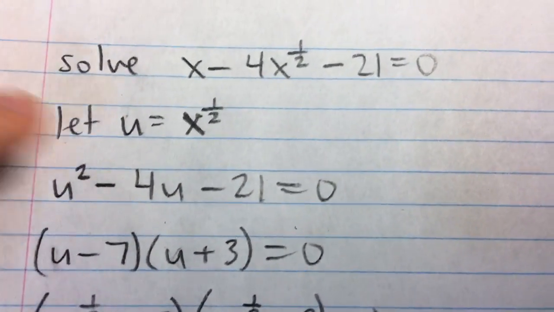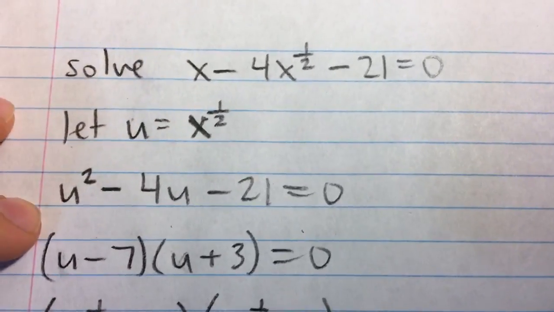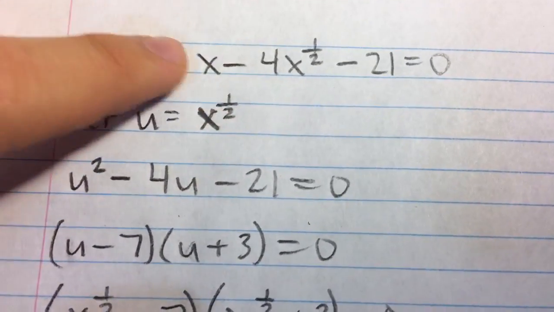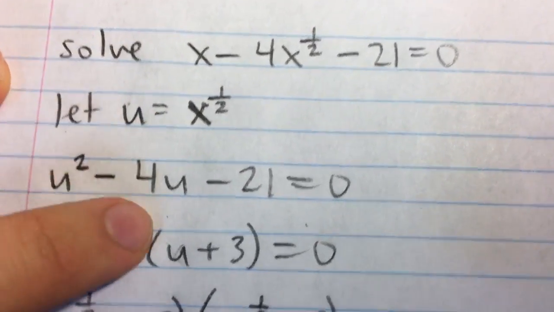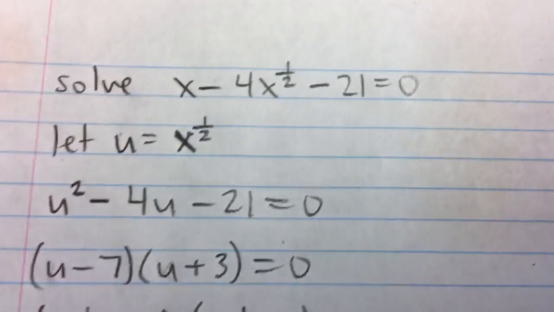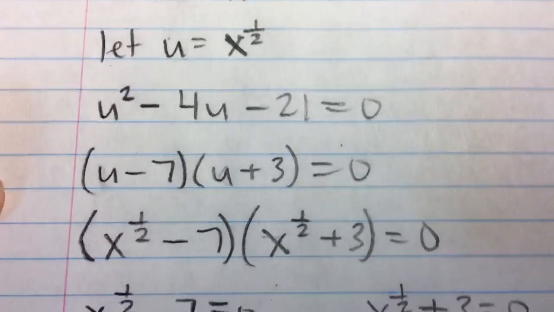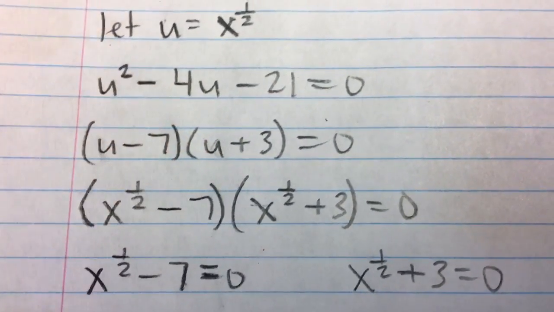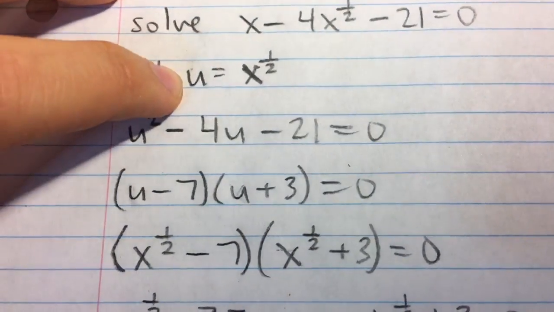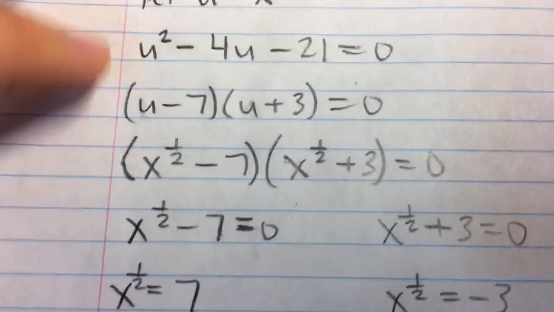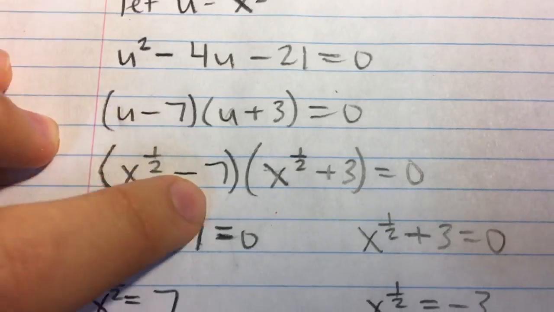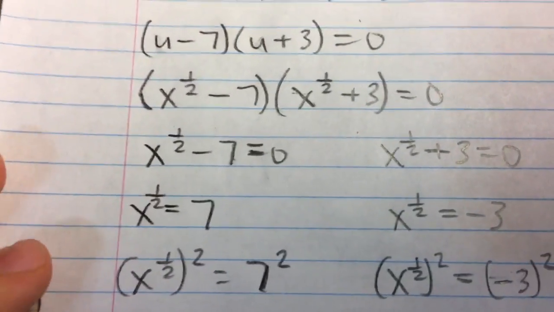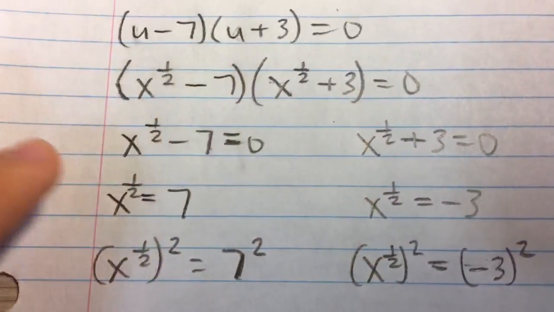If we sub that in, so let's write this equation in terms of u, we would get u squared, right? Because x to the 1/2 squared is x, and so that's u squared, minus 4u minus 21 equals 0. And we can factor this quadratic equation, u minus 7 times u plus 3. Then sub back in u equals x to the 1/2. And so we have x to the 1/2 minus 7, x to the 1/2 plus 3. Then in each of these factors, we set them equal to 0.